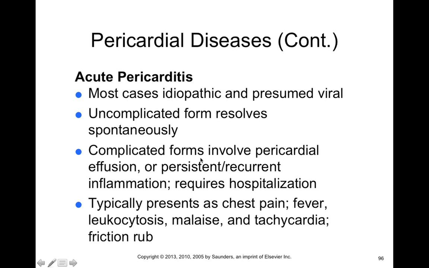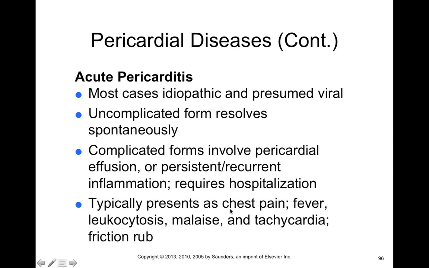If it is a complicated form, what we find then is that it could involve pericardial effusion, it could be persistent and recurrent inflammation, and this may require hospitalization due to cardiac tamponade or even so much inflammation that you start to see damage to the heart or heart muscle tissue.